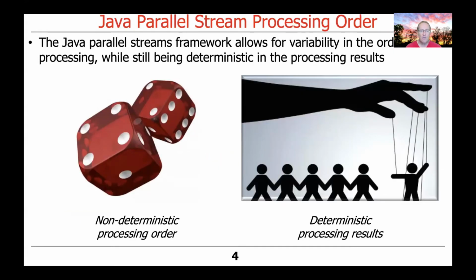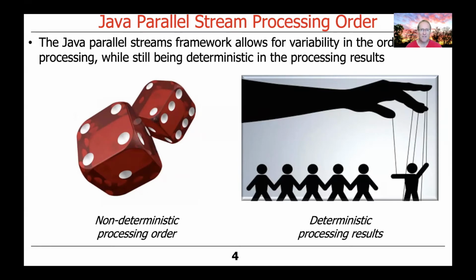The parallel streams framework allows for variability in the order in which processing takes place. So the processing of the chunks in the common fork join pool is intended to be non-deterministic. What that means is that it's up to the framework, the virtual machine, the underlying operating system scheduler and the hardware and all that good stuff to decide when the different chunks get computed and what cores they get computed on.